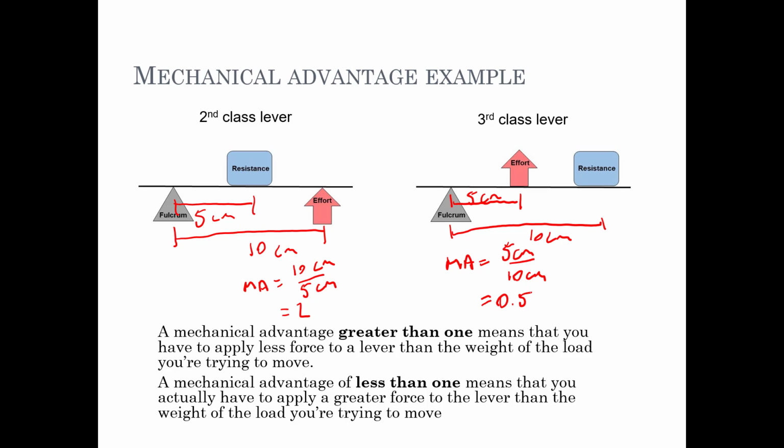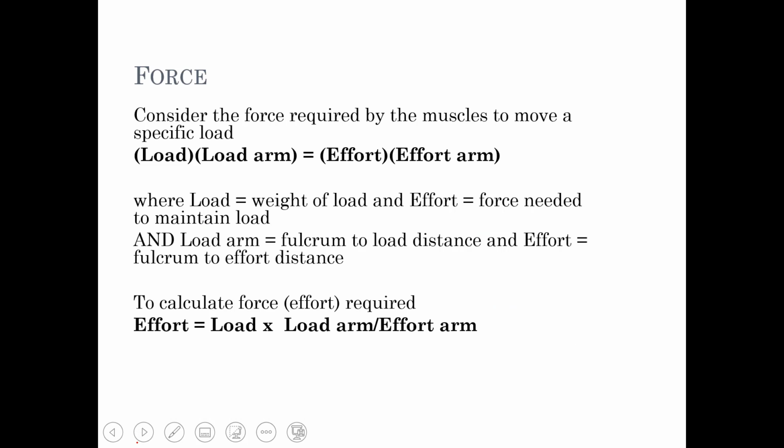I didn't use the first-class lever because depending on where that fulcrum lands between the two, a first-class lever could have a mechanical advantage of greater than 1, or it could have a mechanical advantage of less than 1. So it gets a bit confusing.